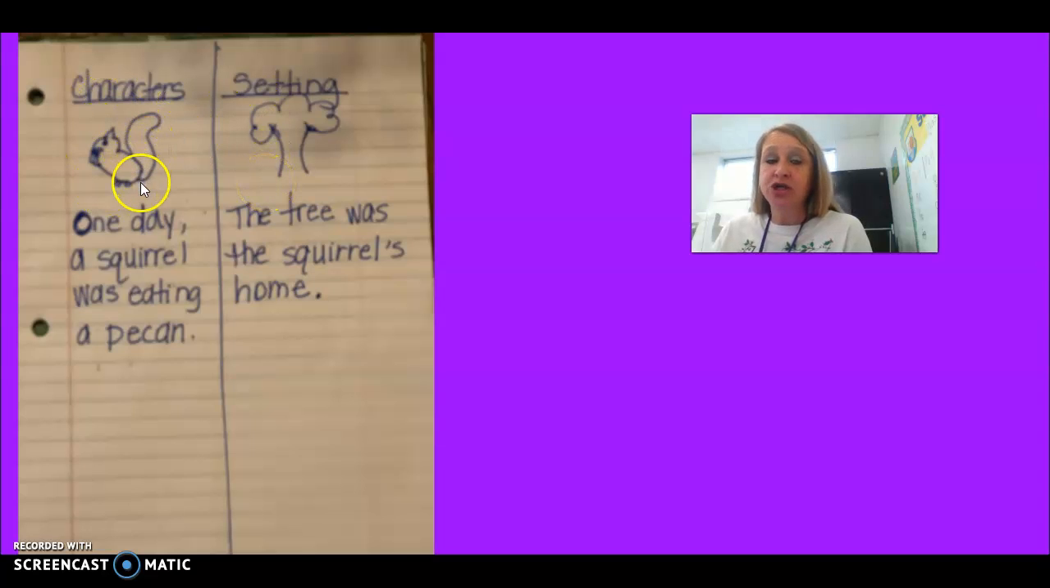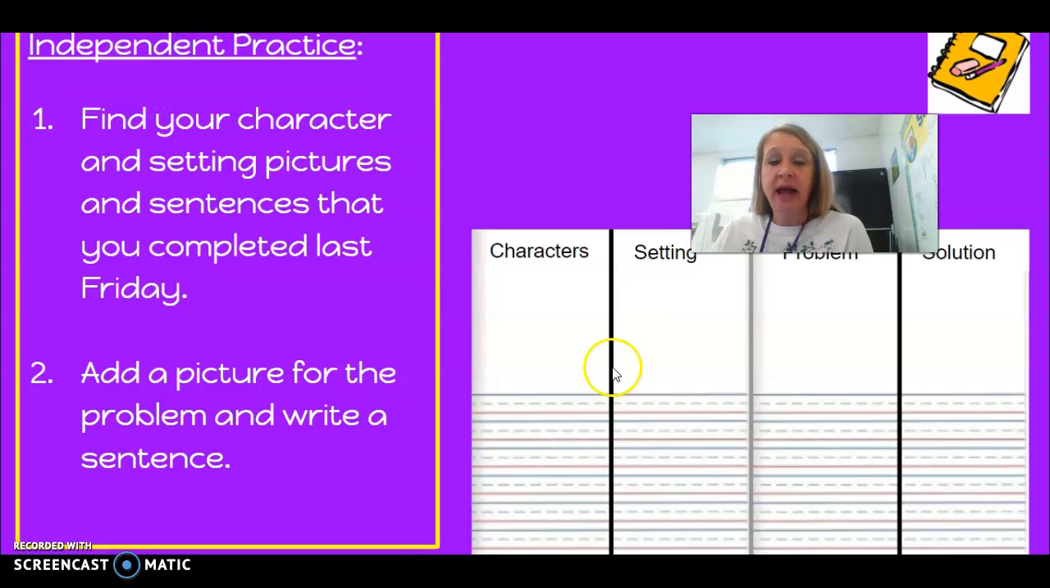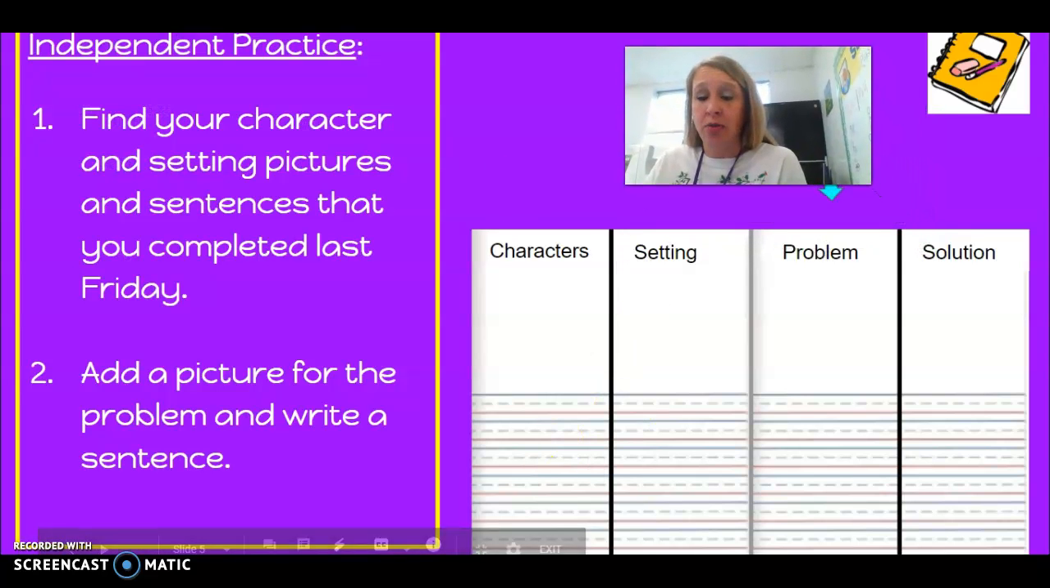So you're going to look back at your character and your setting, and then you're going to add a problem for your character. Draw the picture and write a sentence about your character's problem. What is it they want to fix or change? And then you're going to take a picture and turn it into your teacher.